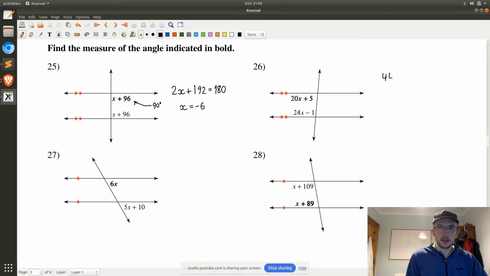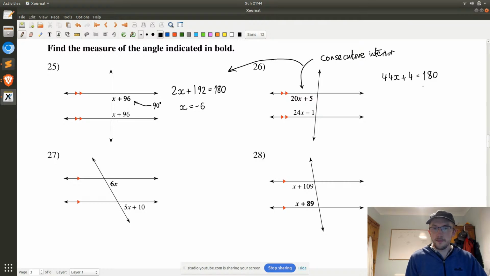These are consecutive interior or co-interior angles as well. So 44x plus 4 equals 180. Consecutive interior. And so 44x equals 176. And so x equals 4. So the bold angle is 85 degrees. And indeed it looks acute, so it looks fine.